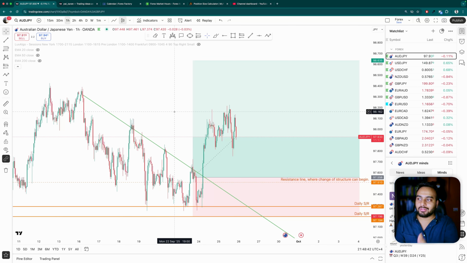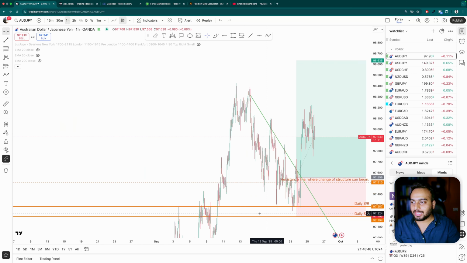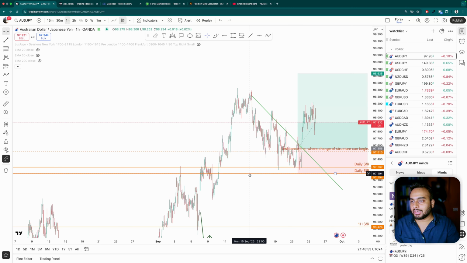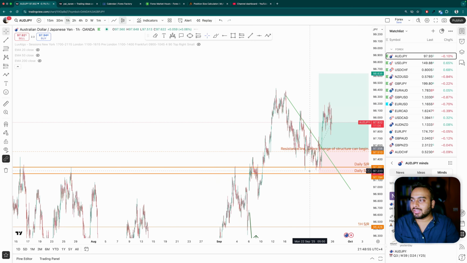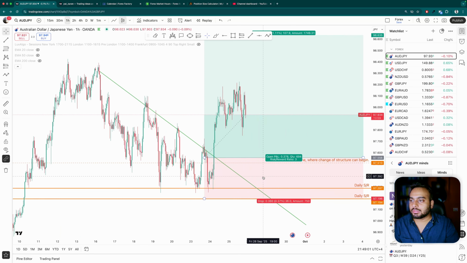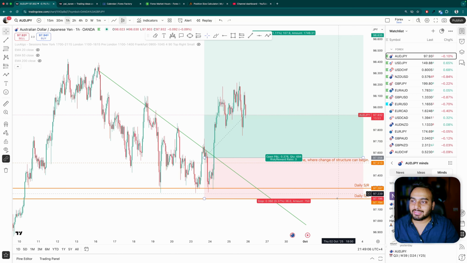This is a different kind of analysis you see right now because the market was in a downtrend, but I had seen the daily time frame. You can see I have different types of analysis right here, and multiple daily SRs are marked right here to create a zone for me. And in the Sunday analysis video, I had said exactly this resistance line where change of structure can begin.